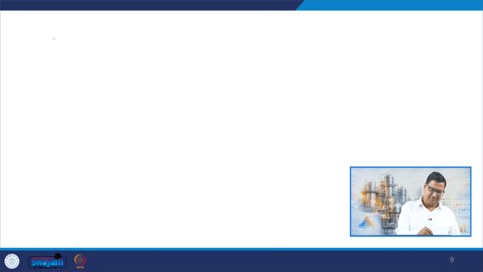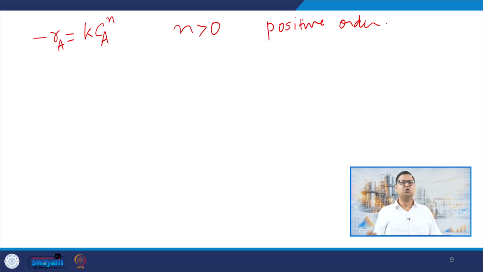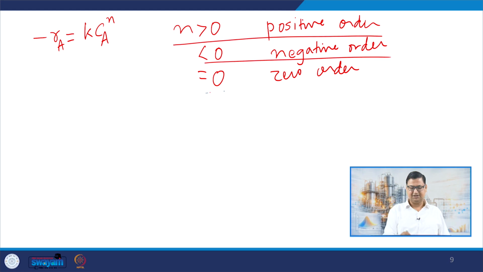So let us say we have some kind of a power law relation. Minus Ra is k Ca to the power n, where n can be greater than 0 for a positive order reaction, which is more typical, and less than 0 for a negative order reaction, which is less typical, and is equal to 0 for a 0 order reaction. As long as the rate can be expressed by the power law relation, these are the three possibilities. Of course, the rate can be a more complicated function, as we have discussed earlier, but these are the most common possibilities, right.